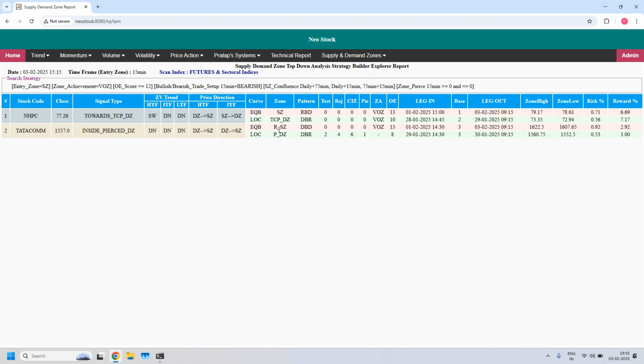So in these 2 stocks, these 15 minute supply zones are part of the 75 minute supply zone. Both together again part of the daily supply zone. That means all are part of daily. And daily trend is down in only 1 stock. If this stock is having daily EMA confluence, it is even more high probability trade setup supported supply zone.